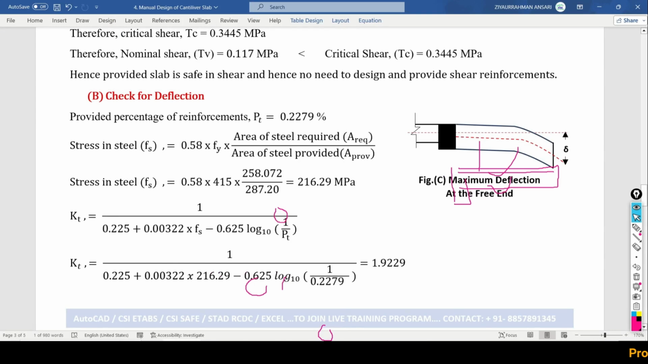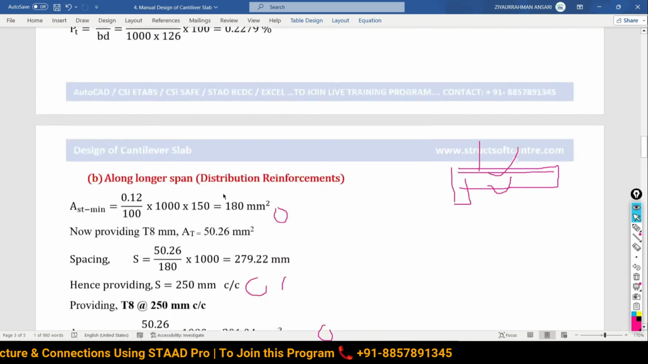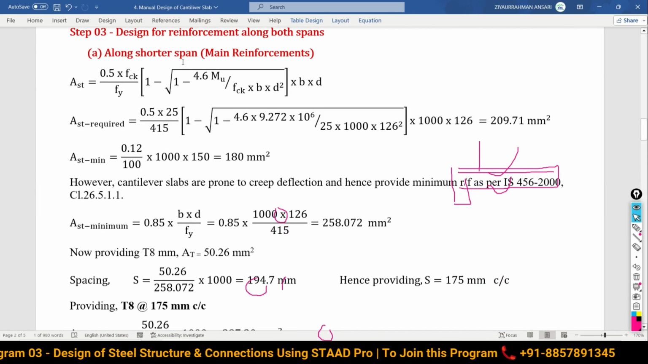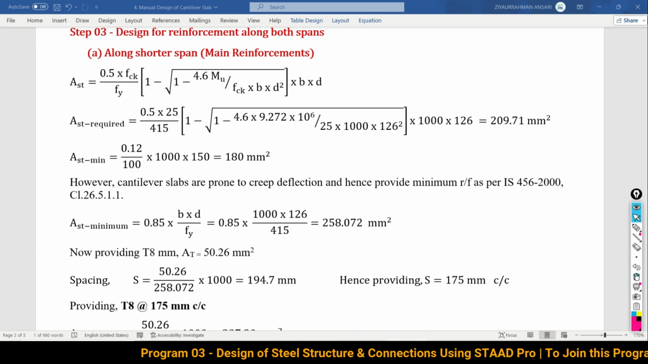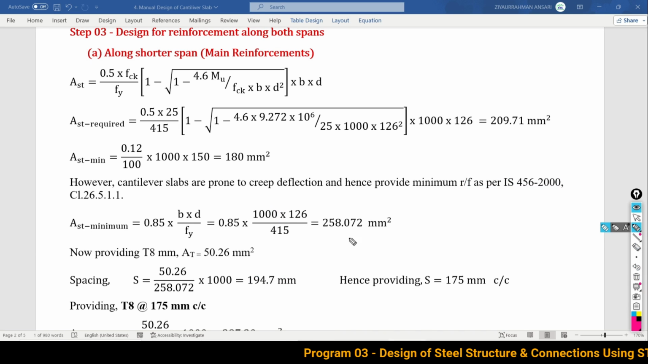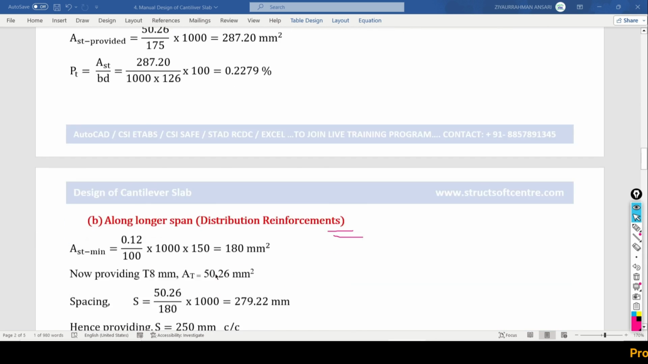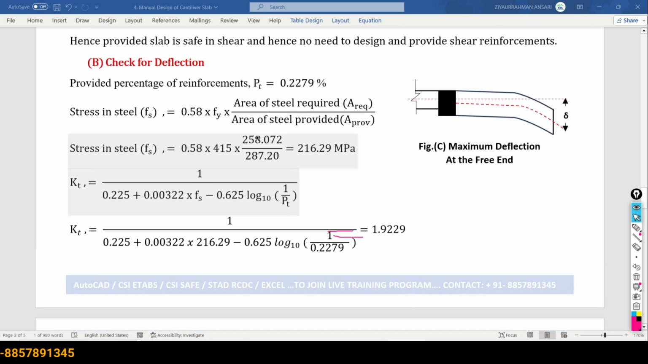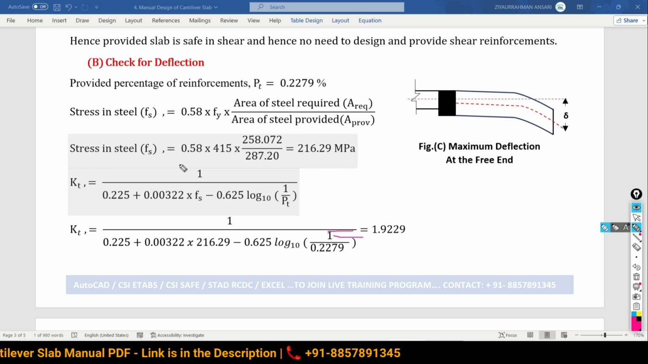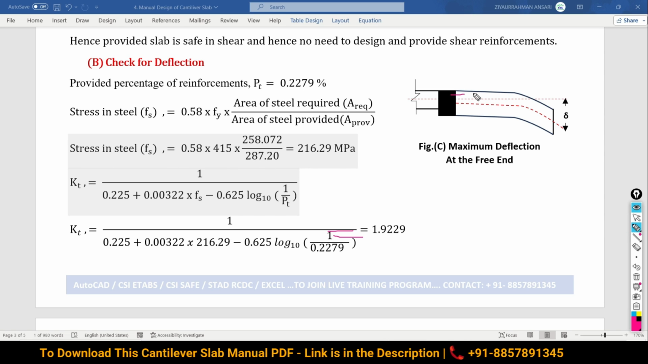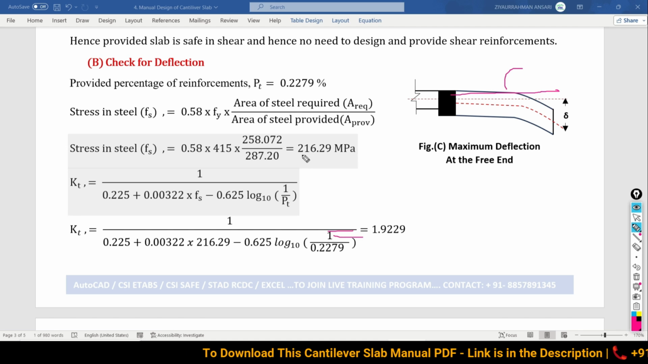For that, the formula is 0.58 multiplied by Fy multiplied by area of the steel required divided by provided. Earlier, while doing the calculation along the shorter span, the area of reinforcement minimum required was 258 and finally provided as 287. So you need to put those two values here: 258, 287. After this calculation, we get the stress developed in your reinforcement: 216.29. This much stress is going to be developed in your steel.